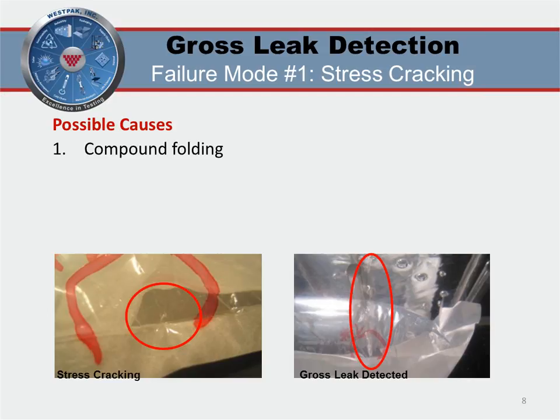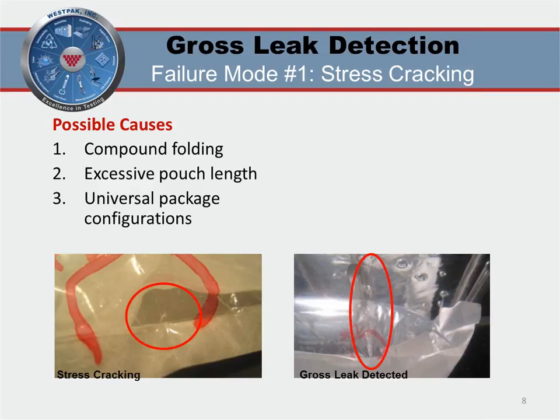This generally results from using a pouch that is longer than needed. When using an excessively long pouch, you would need to fold the pouch before placing it into the carton or shipper. The folded areas of the pouch would get aggravated during distribution, which can lead to material cracking. Also, using a universal package configuration can also be the issue. By universal package, I mean using the same pouch size for differently sized products.